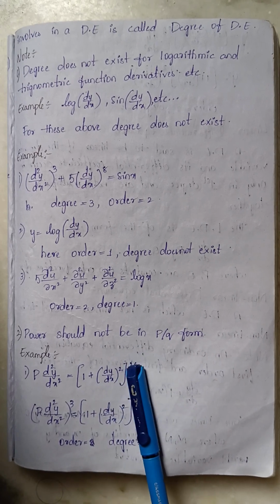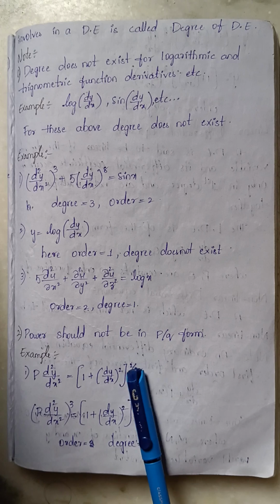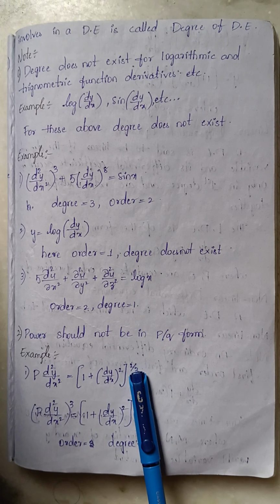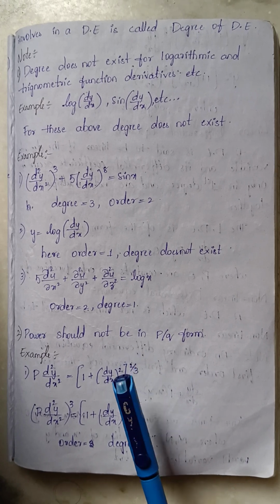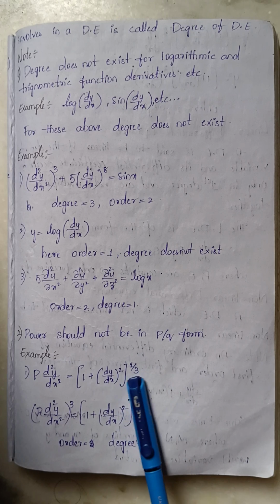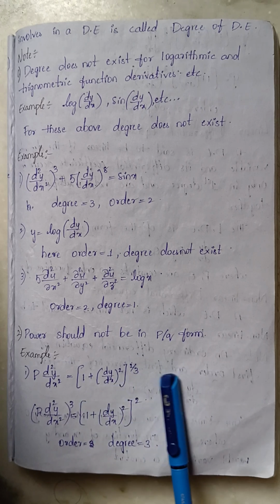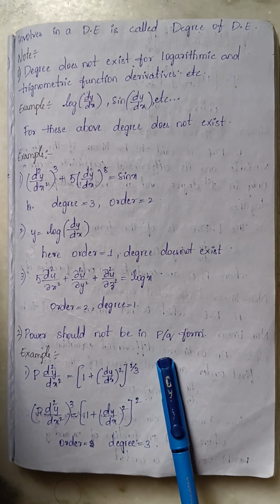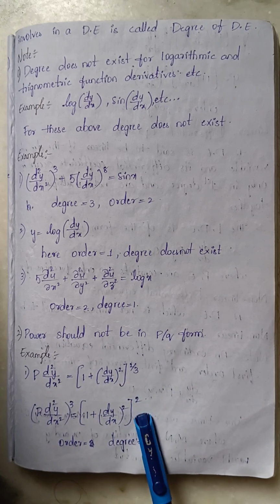Here it is a fraction. In this case we cannot find the degree directly. It should be free from radical, in the sense we should remove this fraction. Since 3 is given, cubing on both sides. Then what will happen? Here cube, here cube. Then 3 gets cancelled here, here 2.